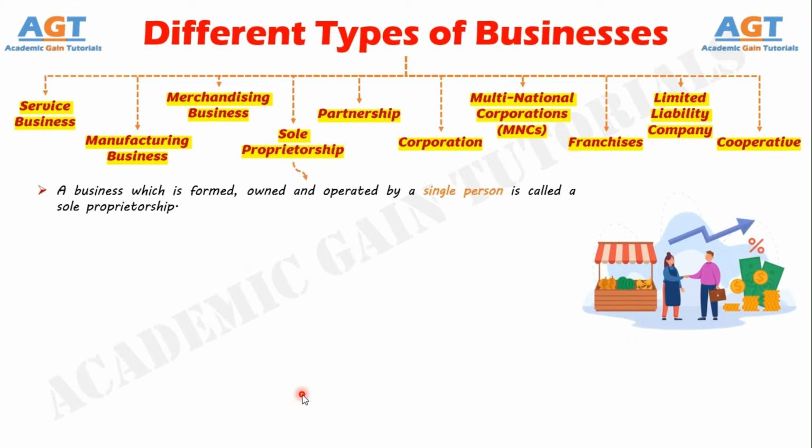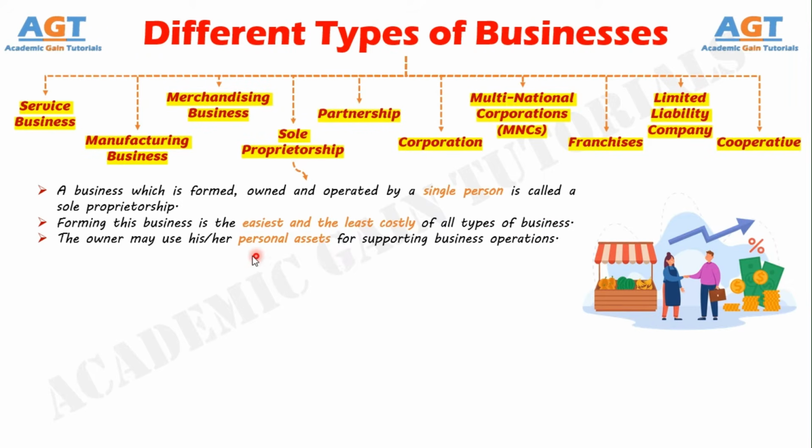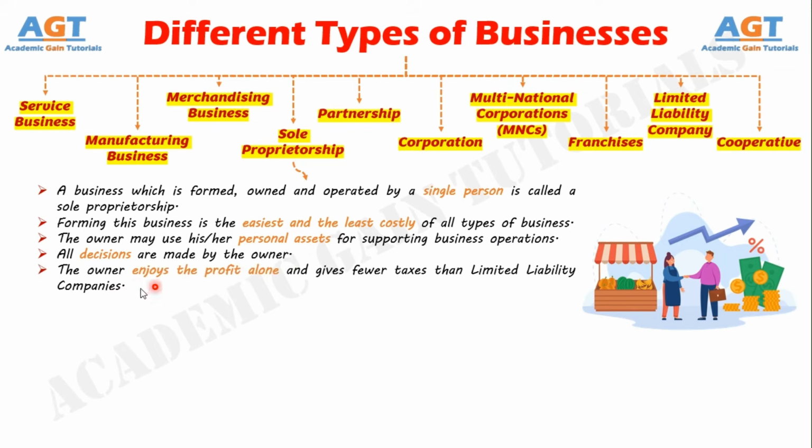Number 4. Sole proprietorship business. A business which is formed, owned, and operated by a single person is called a sole proprietorship. Forming this business is the easiest and the least costly of all types of business. The owner may use his or her personal assets for supporting business operations. All decisions are made by the owner. The owner enjoys the profit alone and pays fewer taxes than limited liability companies.